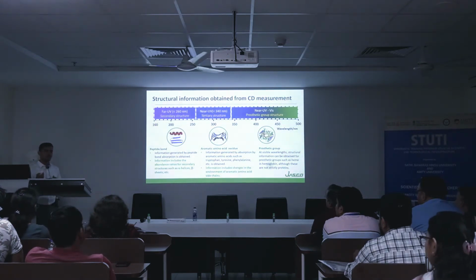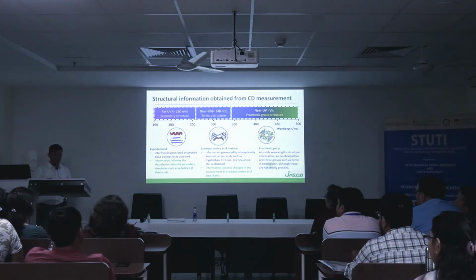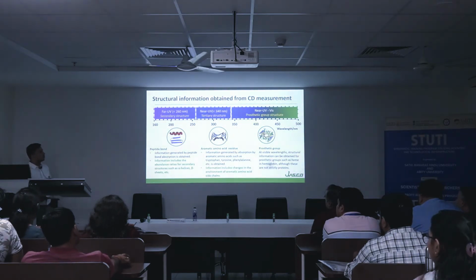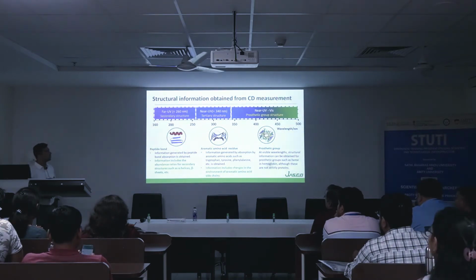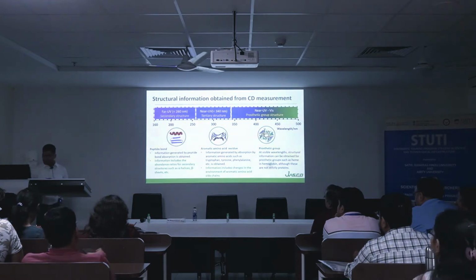People also study denaturation; they can figure it out depending on the intensity. If it is decreased, they will get the change in tertiary structure. You can also study the prosthetic groups from 350 to 500, in the near-visible regions. So these are the different things you can do with circular dichroism.